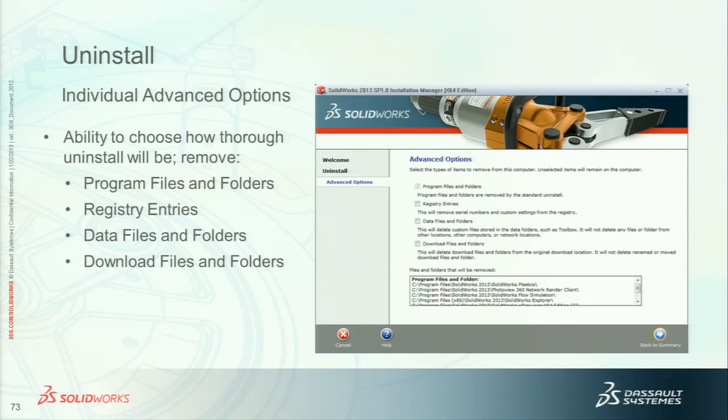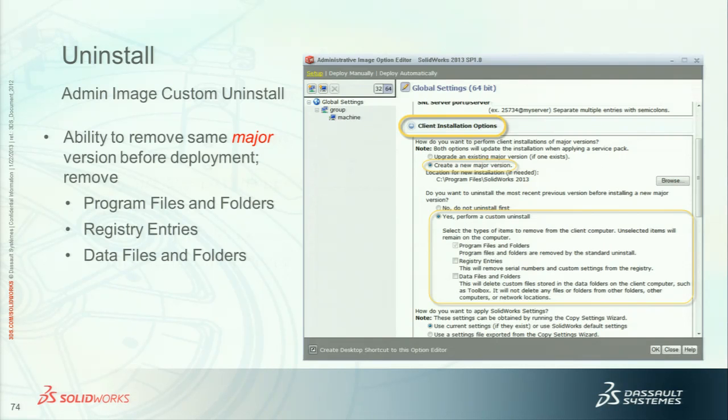So if you choose registry entries and you uninstall and you go into the registry and wonder why there are still some things, look in that box, it tells you what it's deleting. It's not deleting everything, it's deleting the main stuff. You can choose to delete your download files, all that good stuff. And what's nice is in the option editor, as of 2012, you can specify those options as well.